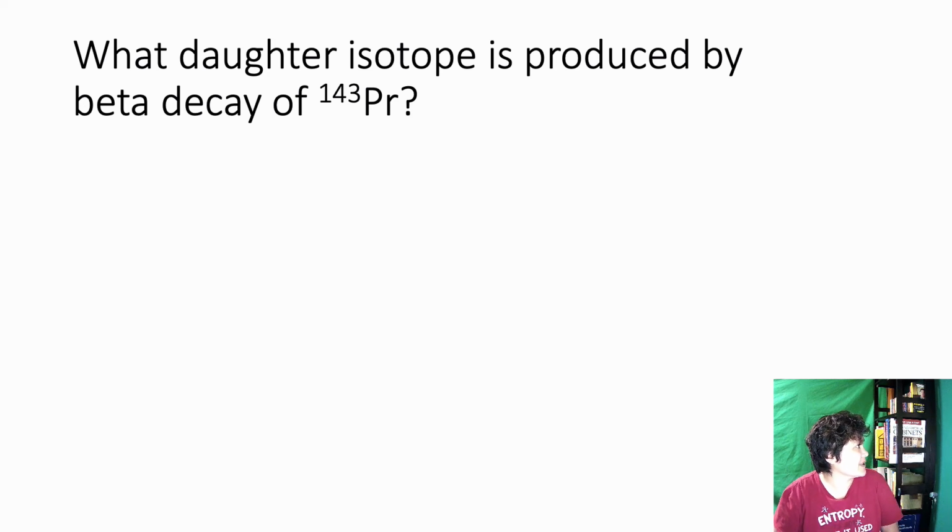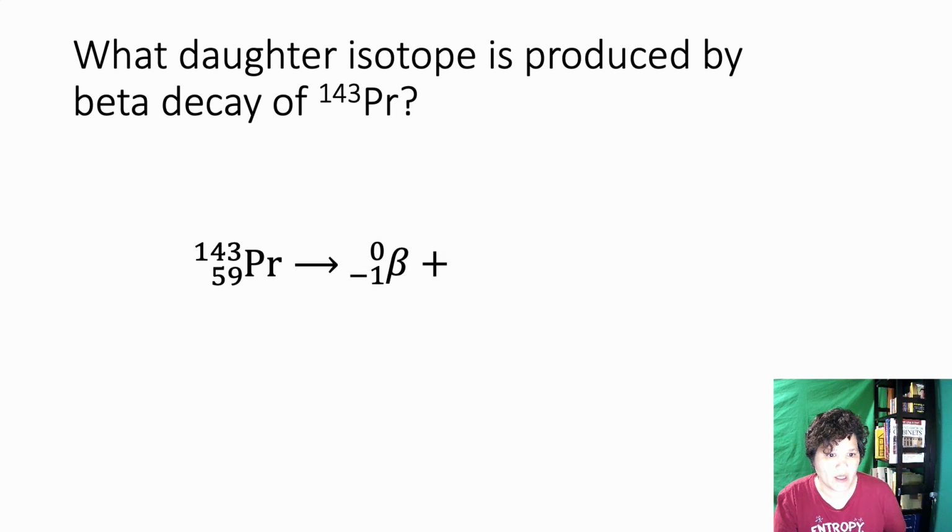Praseodymium is element number 59. So here's praseodymium 143. And again, it's undergoing beta decay, so it's going to produce a beta particle as 0, -1 beta. And now we do our math, and you can check my math, pause the video if you want to, but I come up with 143, 60. Element 60 is neodymium. I think that's how you pronounce that.